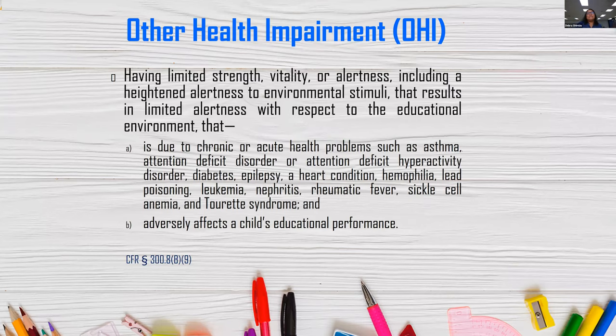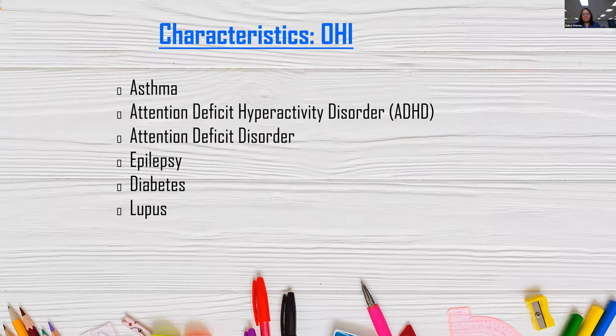All right. So the last one is other health impairment, or OHI. What's important to know is that other health impairment is an umbrella term that encompasses hundreds of types of medical conditions. What's central to all the disabilities that fall under OHI is that the child must have limited strength, vitality, or alertness, and that is all due to the chronic health impairment.